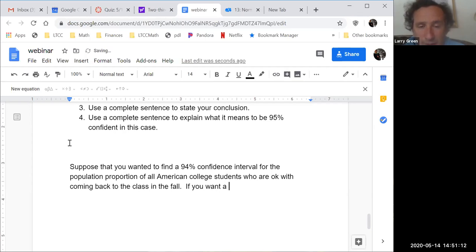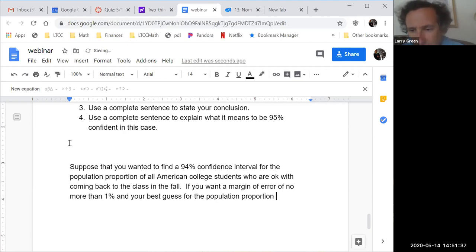If you want a margin of error of no more than 1%, and your best guess for the population proportion is 0.65, because that was the initial study. Okay, that's what they did. You're not satisfied with the margin of error, so you need to do a bigger study. Does that make sense? How many students must you survey?